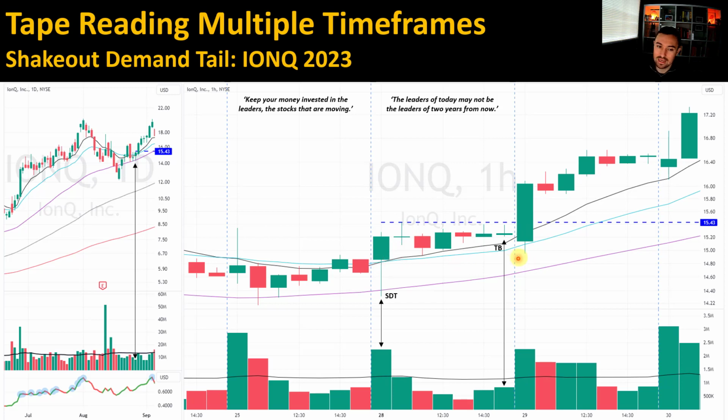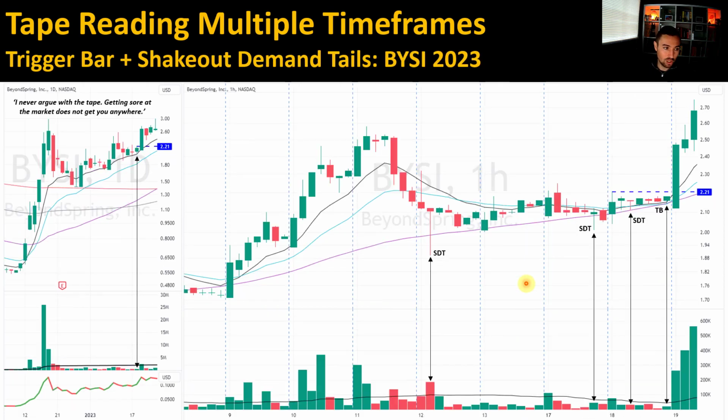So in this vicinity, I didn't though. But this here, just to illustrate a relatively recent one, constructive price action to see off of the 50, shake out demand tail on the 1 hour chart, tight, volume dries up, not much supply coming to the market. BYSI as well. I did not trade this one, but it's a great example to be showing you.